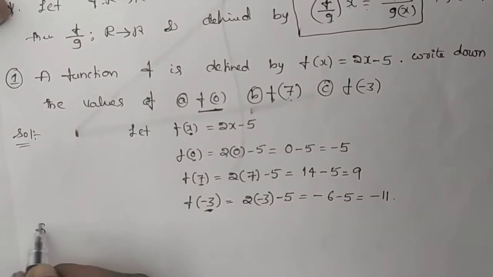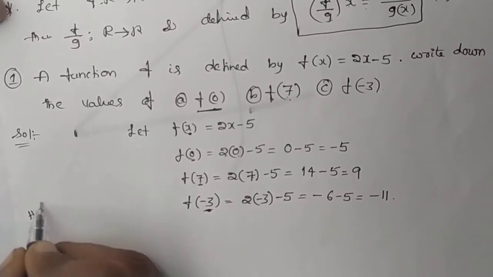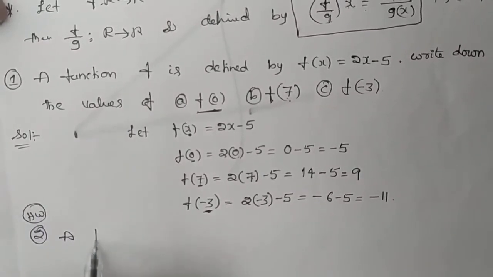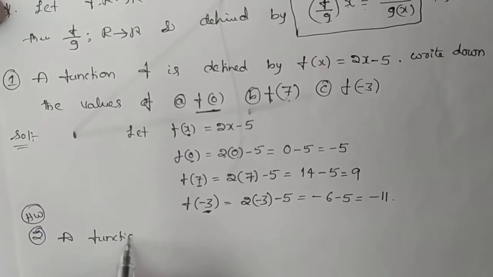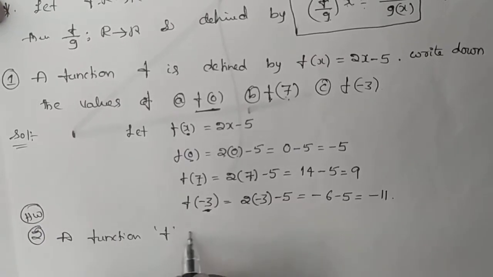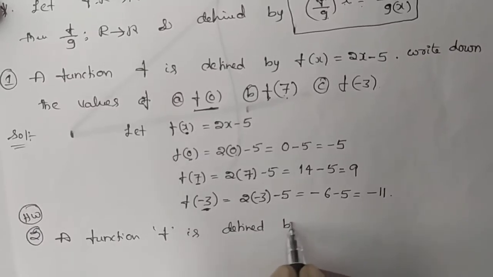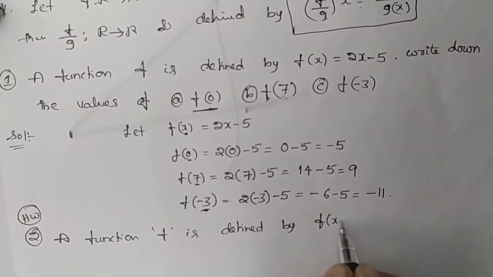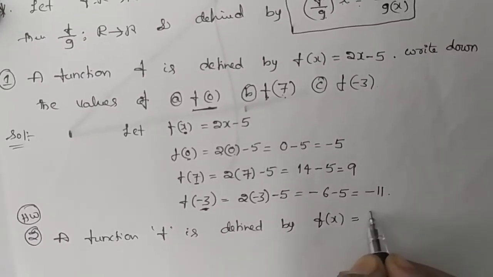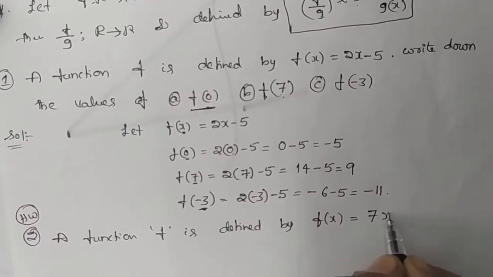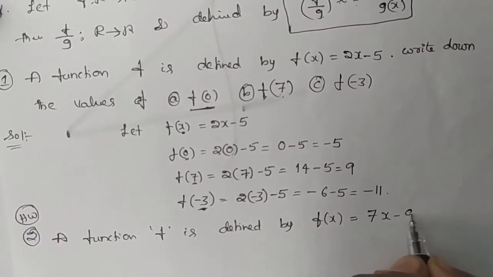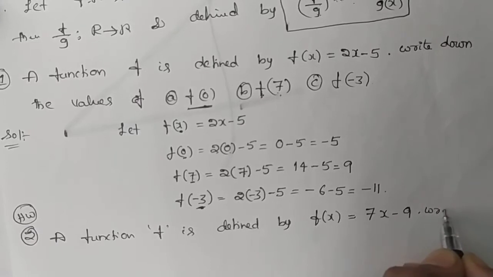Next question, that question is homework for you. A function f is defined by f of x equals 7x minus 9. Then write down the values.